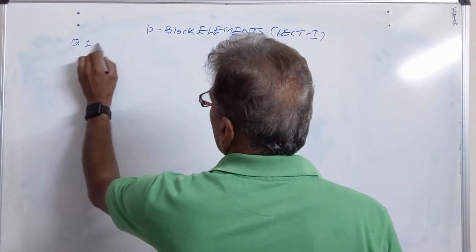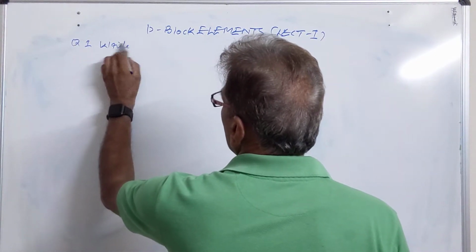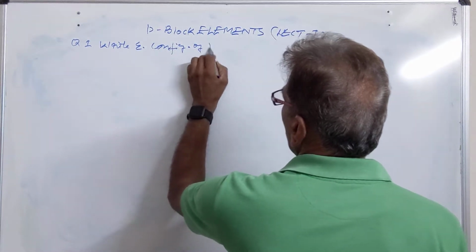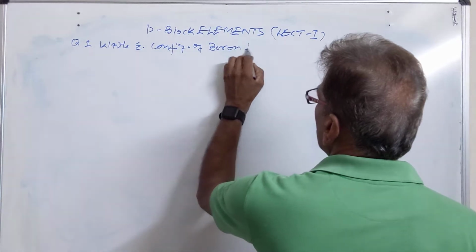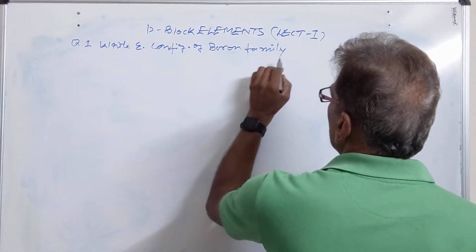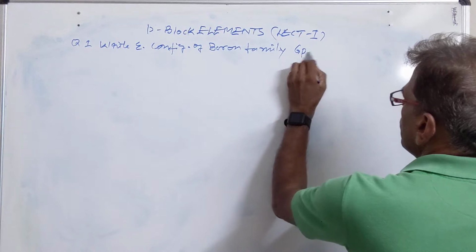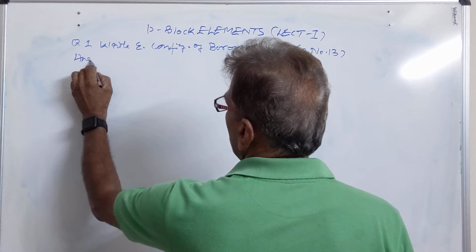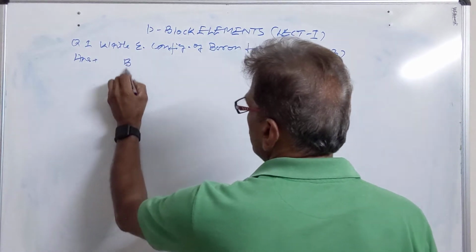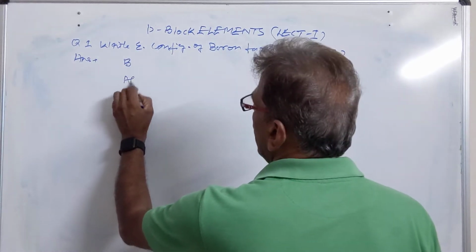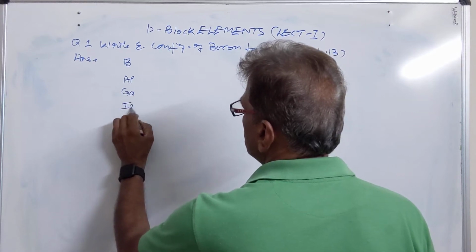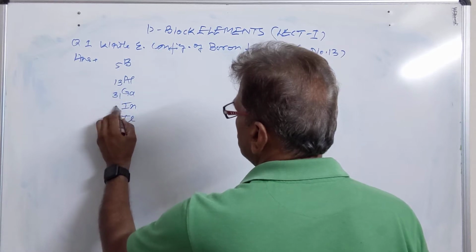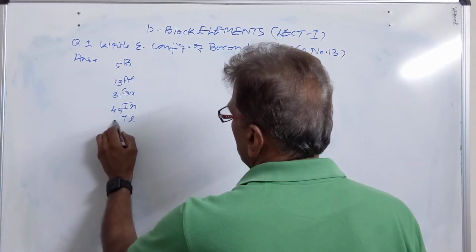Question 1: write the electronic configuration of boron family. This is group number 13. So we have the different members of boron family. We will be learning like this: boron is 5, aluminium is 13, gallium is 31, indium is 49, and then we have thallium, 81.